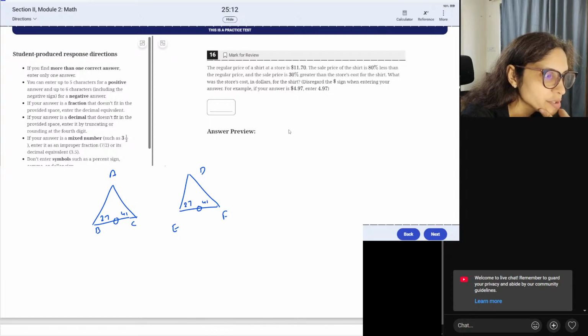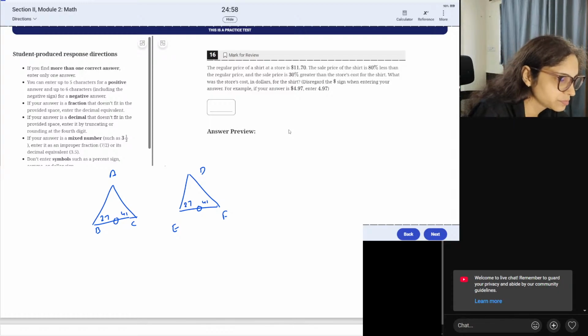The regular price of a shirt at a store is $11.70. The sale price of the shirt is 80% less than the regular price. And sale price is 30% greater than the store's cost for the shirt. What was the store's cost for the shirt?